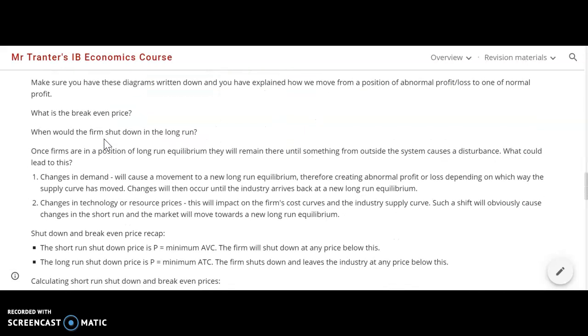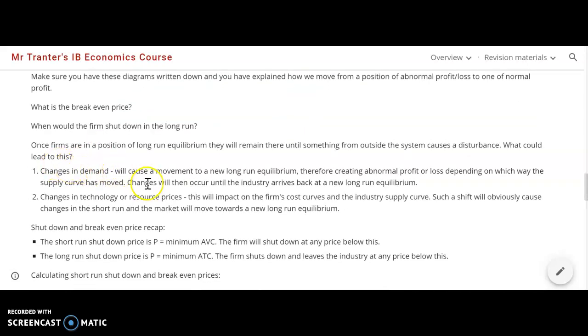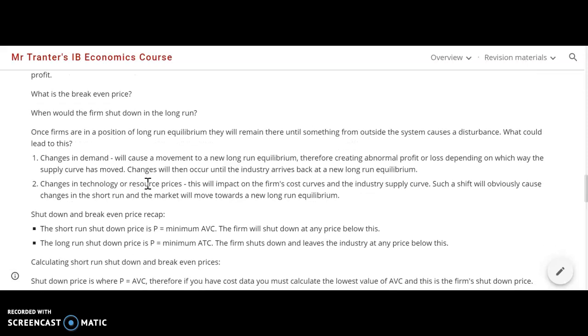Now, what we can say about this long run position is that once firms are in that long run equilibrium, they will remain there until something from outside the system causes a disturbance. That is either going to be changes in demand, because changes in demand are again going to change the market price, or changes in technology or resource prices, because that's going to impact supply and therefore cost curves. That's going to create short run changes until the market moves back to a long run equilibrium.